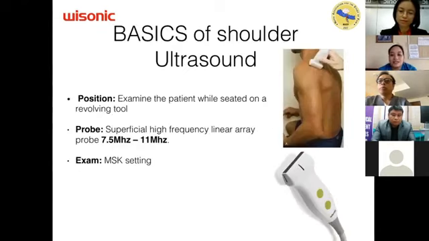So, starting with the basics of shoulder ultrasound. Many countries and many associations have different preferences for the position of the patient for shoulder ultrasound.